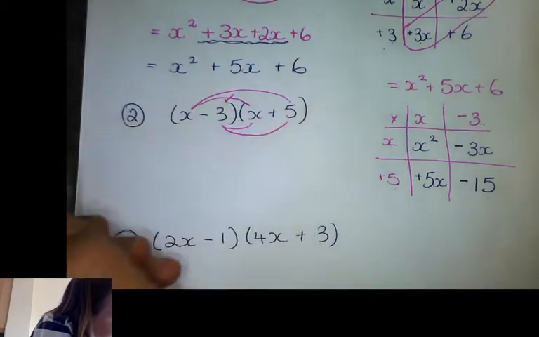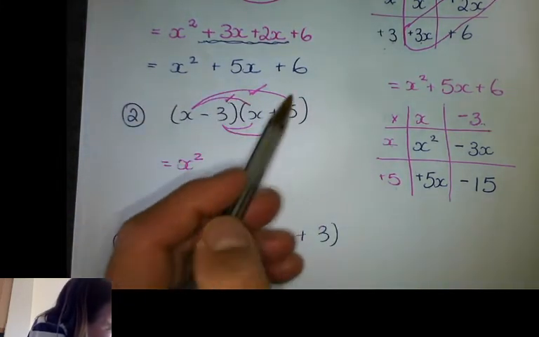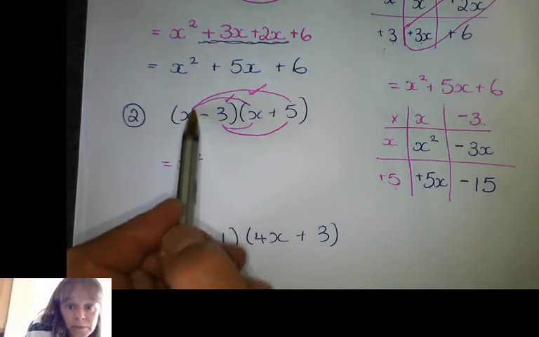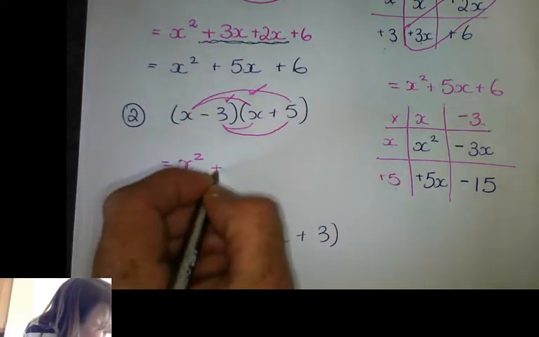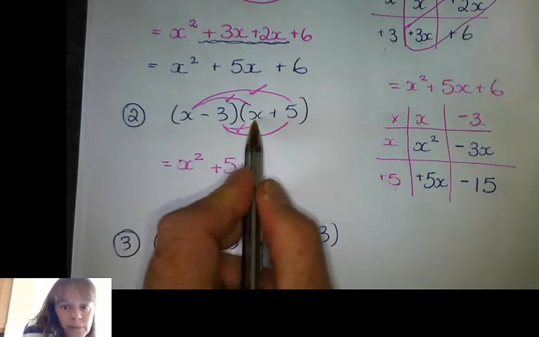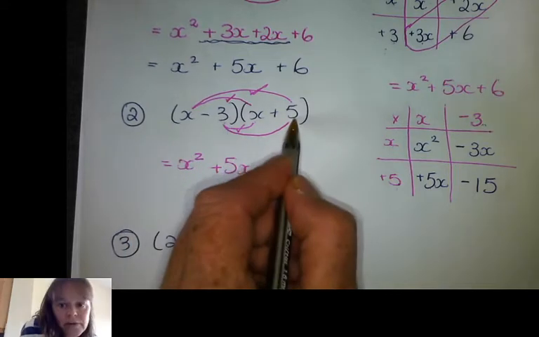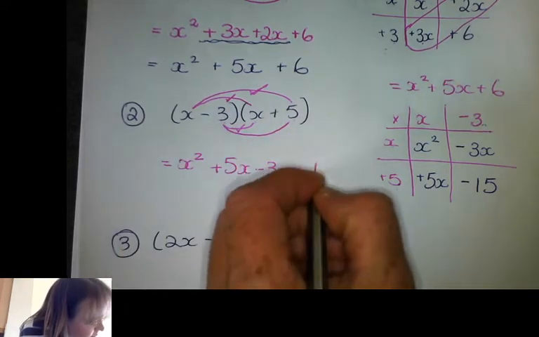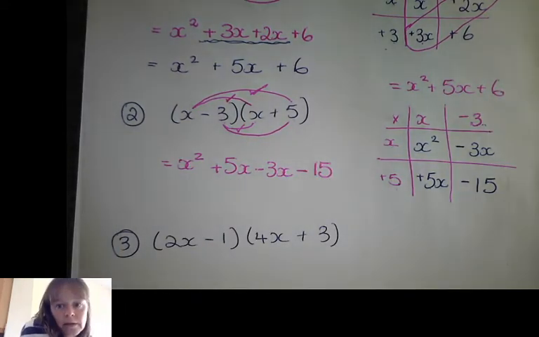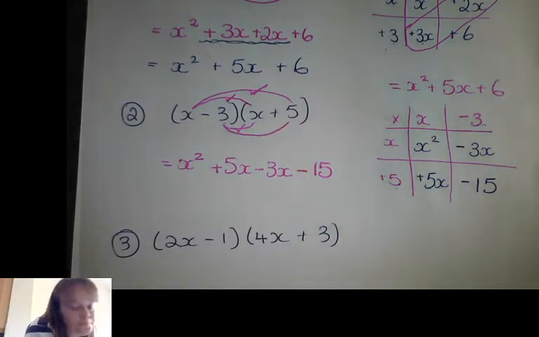If you were over here on the lobster claw, then let's do it from the inside out again. So x times x, x squared. This one at the top here, +5 multiplied by x gives me +5x. This one here, -3 multiplied by x, -3x. And then -3 times +5, -15. Okay, because negative times positive makes negative, 5 times 3 makes 15. And again, we've got to do some tidying up.